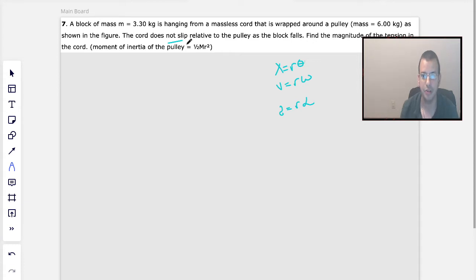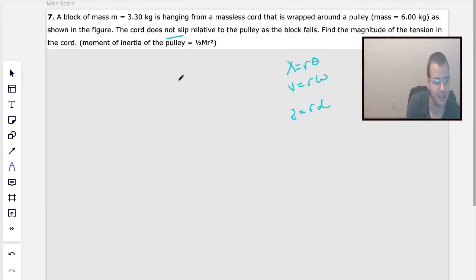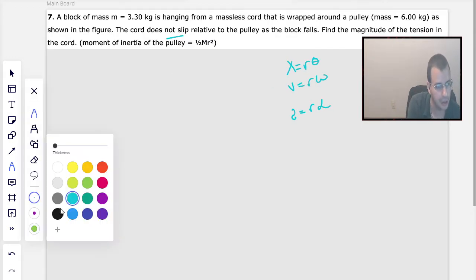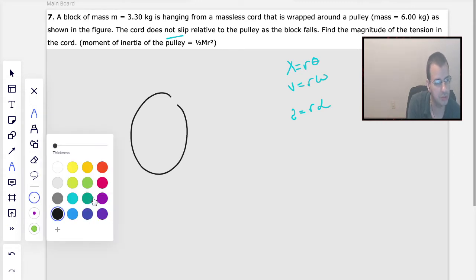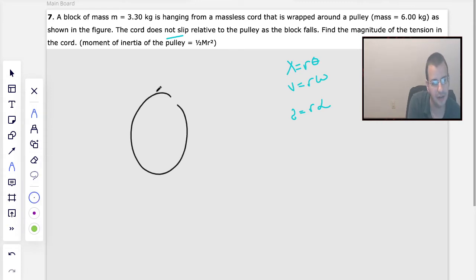As the block falls, find the magnitude of the tension in the cord, and then it gives us the moment of inertia of a pulley, which is that of a disc. Okay, so we're going to have a pulley. We're going to have a string wrapped around it, and it is going to go down. It's going to be attached to a block.